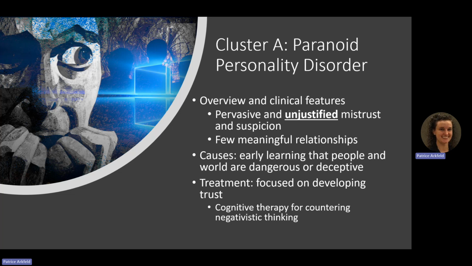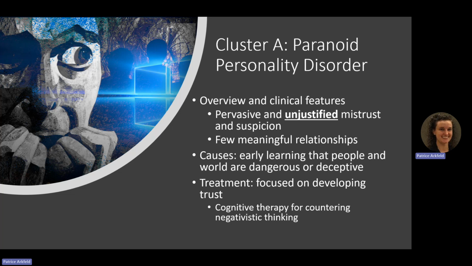The required feature for paranoid personality disorder is a pervasive and unjustified mistrust and suspicion of others in someone's environment. When we're talking about this paranoia, it's key that it has to be unjustified. There is no evidence to support why this individual is so mistrustful or suspicious of other people. There may be one kernel of truth, but for the majority of their paranoia, there isn't enough evidence to back up why that person feels that way.